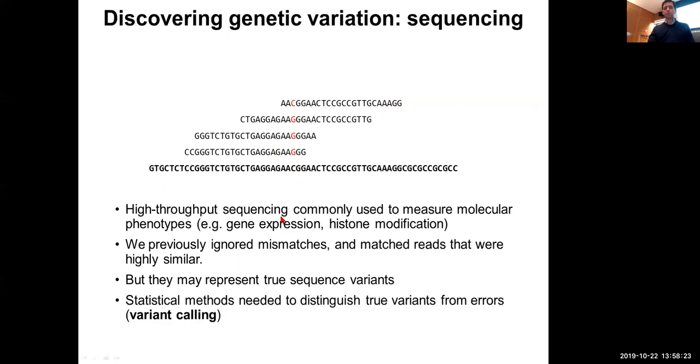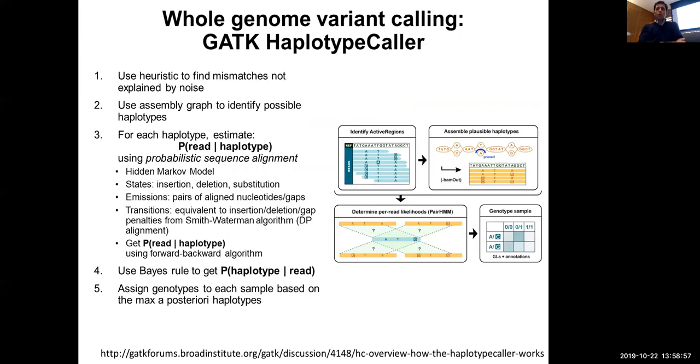So high-throughput sequencing is very commonly used to measure molecular phenotypes like gene expression and gene modification. Previously we just ignored mismatches. We were just mapping the reads back to the genome, and the matches were highly similar, but these might actually represent true sequence variation. So there are statistical methods that can distinguish true variation from errors. That's a whole field of variant calling: when do you decide that this is a systematic sequencing error versus a true genetic variation? Everybody with me? There are many tools that have been built for doing that.